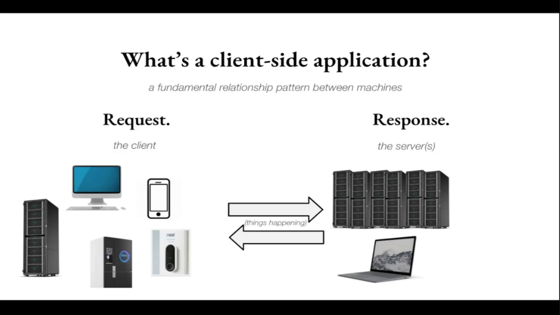But a client can also be your phone. You go on Facebook, it'll send a request to servers. It could be a doorbell. It could be a refrigerator, looking for the weather or something. It could even be a machine that's typically a server. It can actually act as a client. What I'm trying to make clear here is that a client is a role that a machine plays.